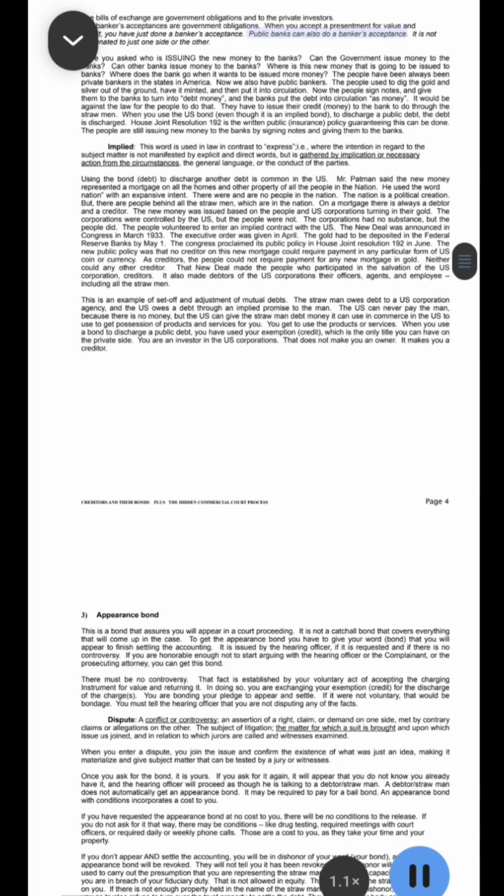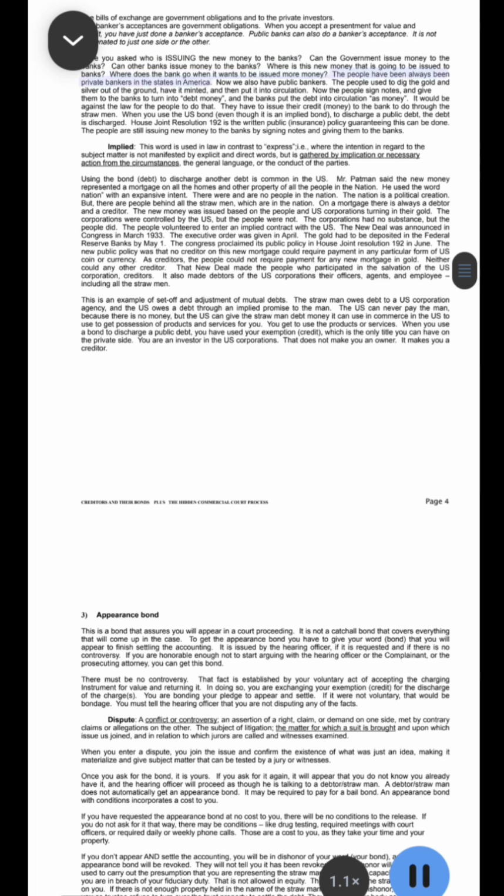Public banks can also do a banker's acceptance. It is not designated to just one side or the other. Have you asked who is issuing the new money to the banks? Can the government issue money to the banks? Can other banks issue money to the banks? Where is this new money that is going to be issued to banks? Where does the bank go when it wants to be issued more money?